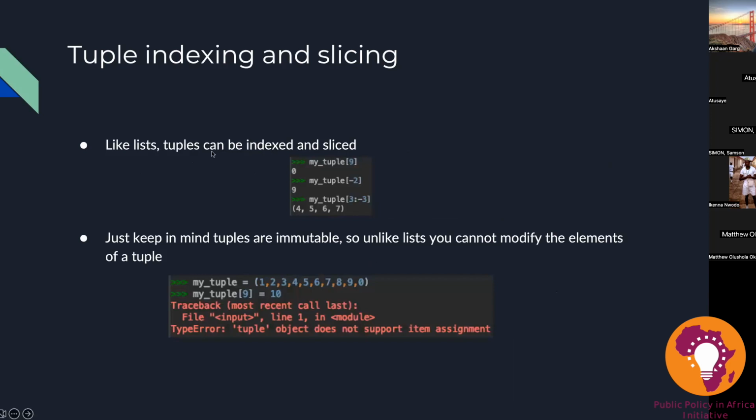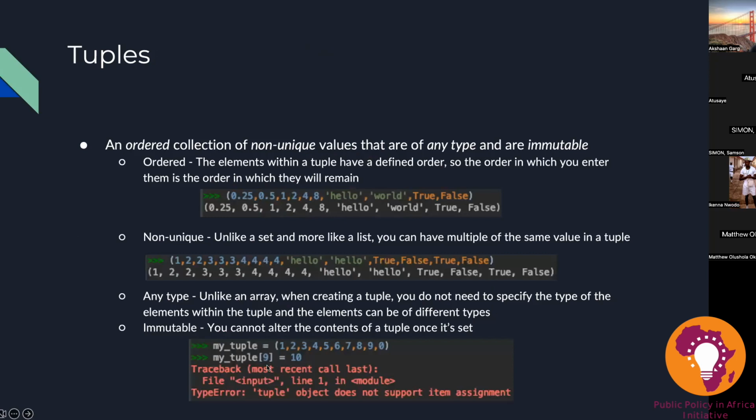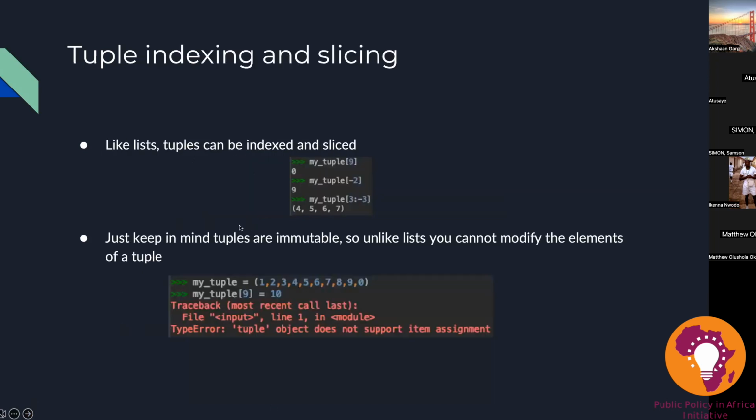So like lists, tuples can be indexed and sliced, right? You can still index them. You just can't use the index to change the element at that index, right? So let's go back and see what the difference was. Here, we were using the index to change the element at ninth place to 10. And because it is immutable, it did not allow that. But over here, we are simply using the index to see what element is over there. And that is totally fine.